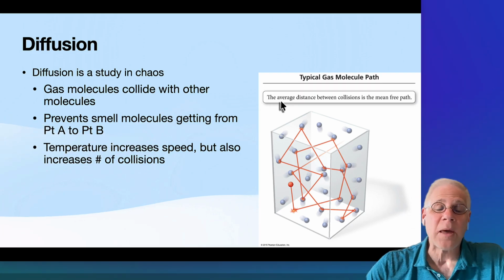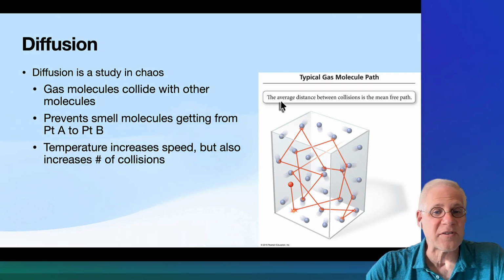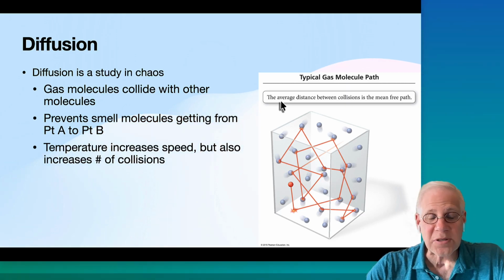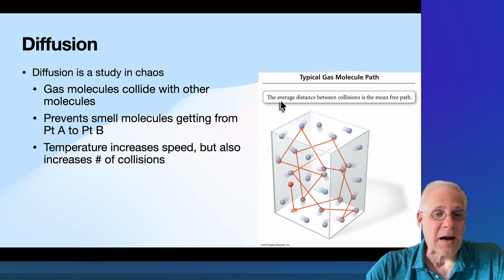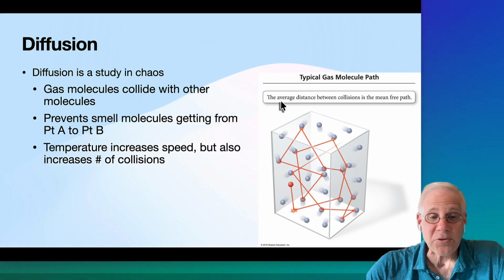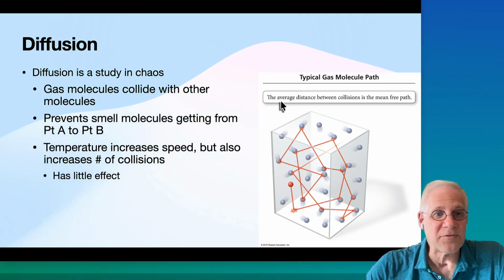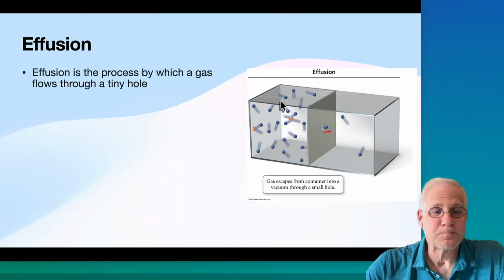Now you might say, well, maybe if we increase the temperature, we'll increase the speed, and so we'll increase the rate of diffusion. And while it's true that the temperature will increase the speed that the molecules are traveling at, that high rate of speed will also lead to an increased number of collisions because all the other molecules are still in the same places. And so increasing temperature actually has little effect on the rate of diffusion of gas molecules.